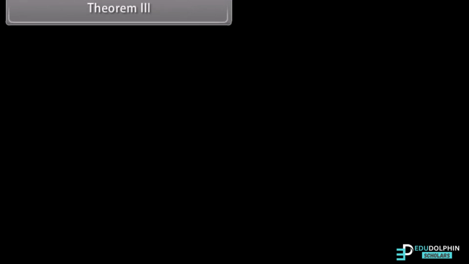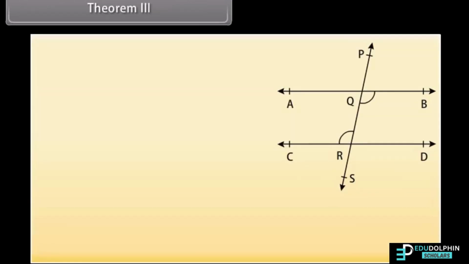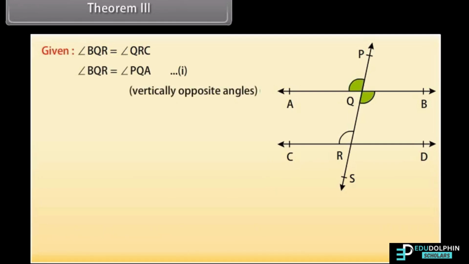Theorem 3. Now using the converse of the corresponding angles axiom, we can show the two lines parallel if a pair of alternate interior angles is equal. Come, let us check. Here the transversal PS intersects lines AB and CD at points Q and R respectively such that angle BQR is equal to angle QRC. Also, angle BQR is equal to angle PQA because these are vertically opposite angles.